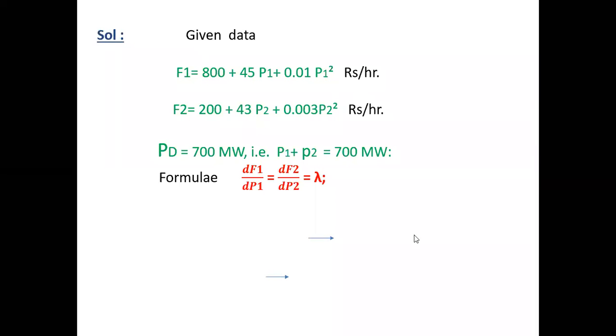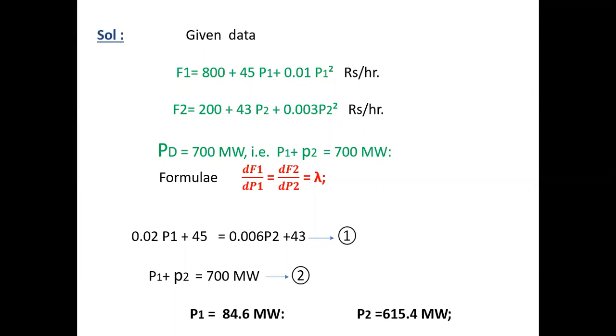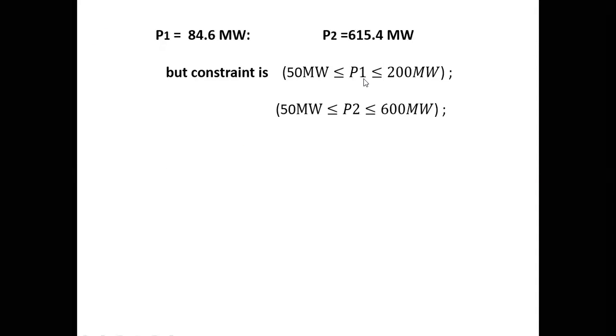So A7 is giving the response. Let's look at the answer. First, write the equations, then solve these two. Then you will get P1 and P2. P1 equals 84.6 megawatt and P2 equals 15.4 megawatt. So these two are nothing but P1 and P2. But let's consider the constraints. P1 must be in the range of 50 megawatt to 200 megawatt, whereas P2 must be in the range of 50 megawatt to 600 megawatt.